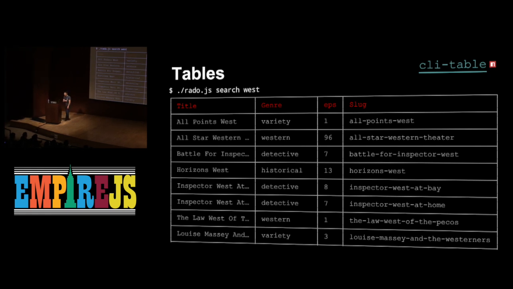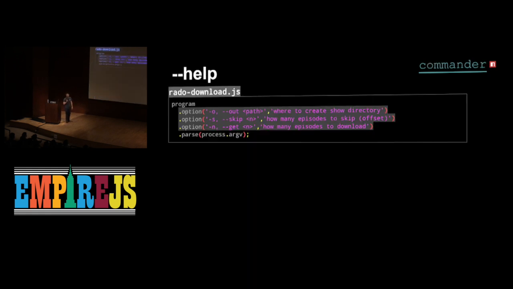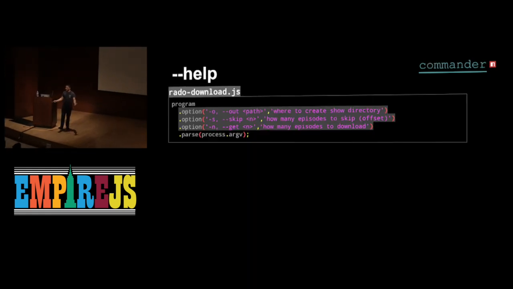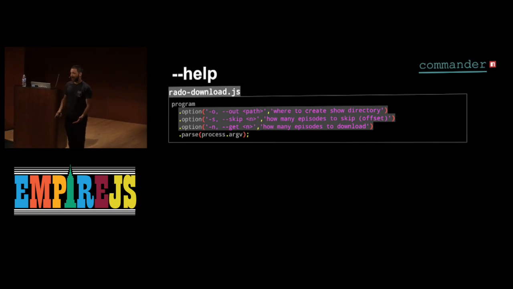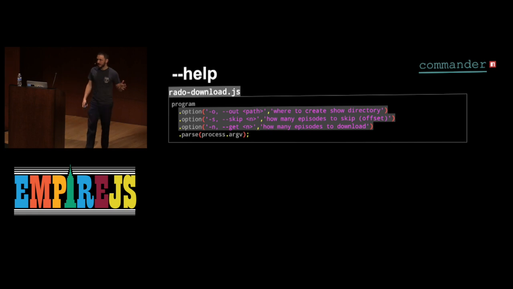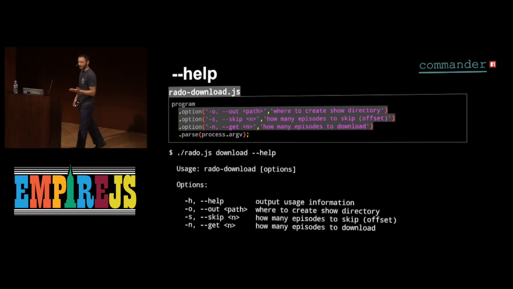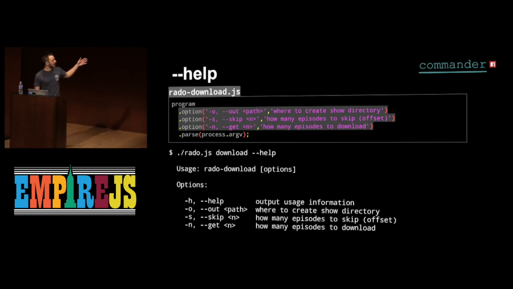I'm ready to publish it to NPM. But wait a minute. What about documentation? So Commander gives us some stuff out of the box, which is really nice. So these options, when we wrote this code, we are also kind of writing the documentation, because when you run rado.js download help, then it outputs all the options and the descriptions that you gave them. So this is pretty great.